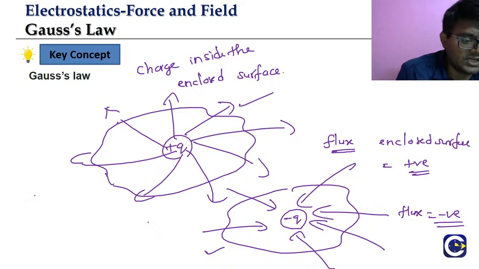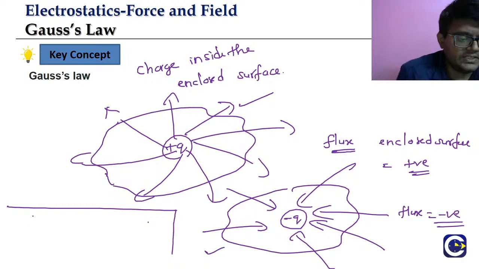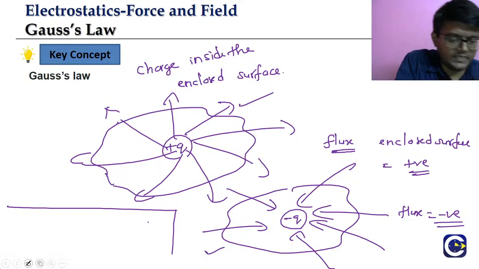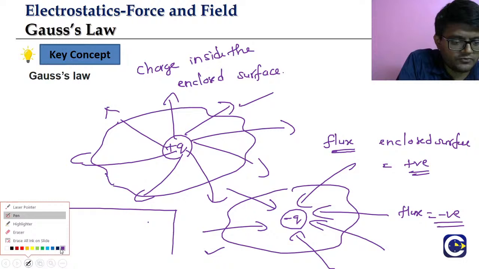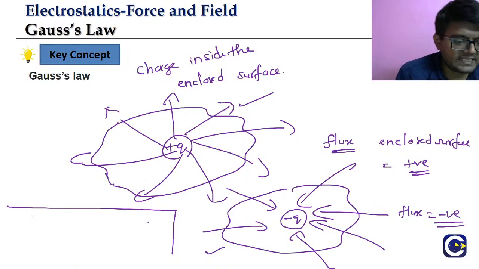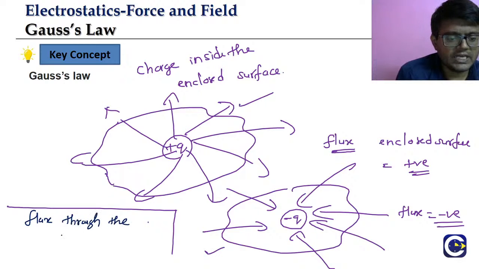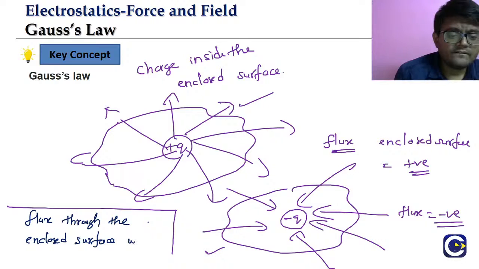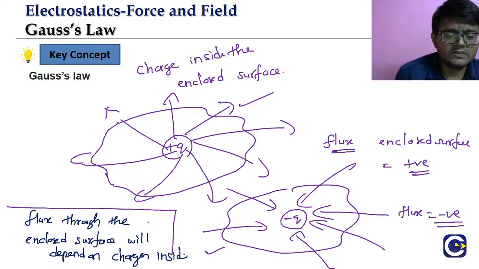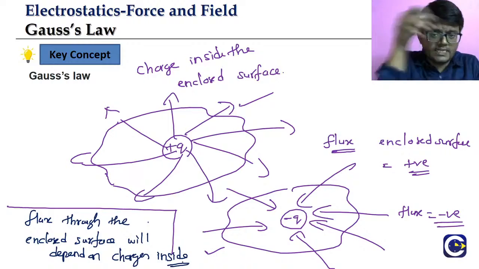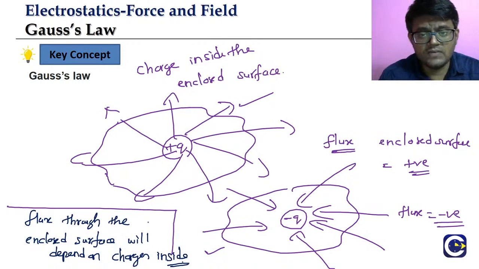So what is the Gauss law idea? We'll just make that Gauss law statement. Okay, so if you want to find the flux through the enclosed surface, any enclosed surface, then the flux through the enclosed surface will depend on charges inside. Okay? The flux value will be depending only on the charges inside the enclosed surface.